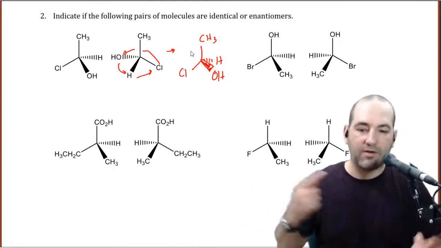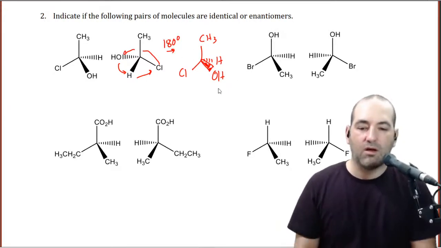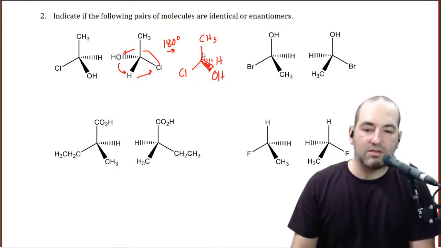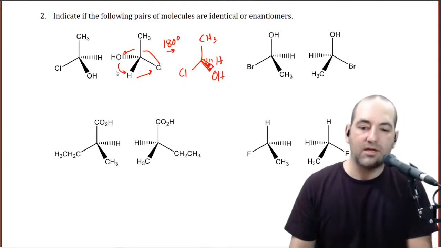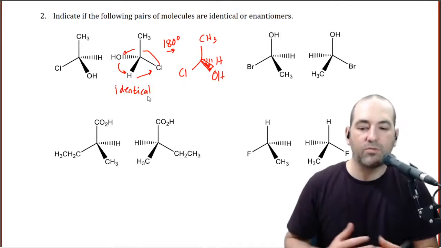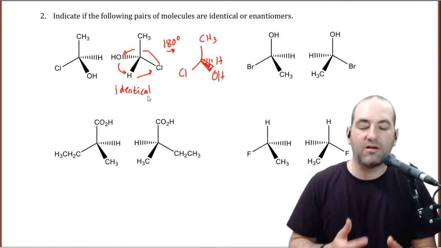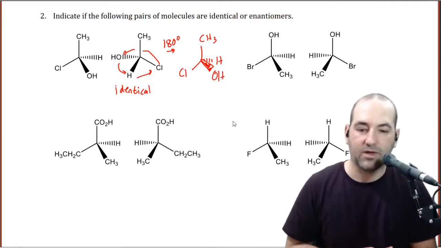So now that we've done that 180 degree rotation around that CC bond here, or we can really just say we rotate the entire molecule around, now we can see that these are actually identical. Everything is in the exact same position. And so that makes these identical. We rotate it around, we put two of them in the same position, and therefore we can see they're identical. Yeah, so those are identical.